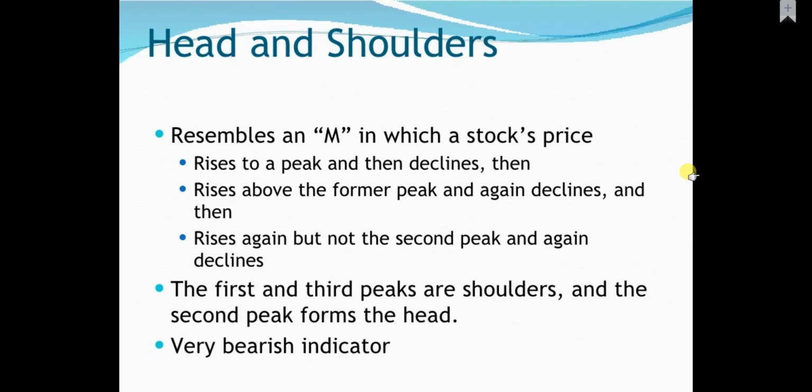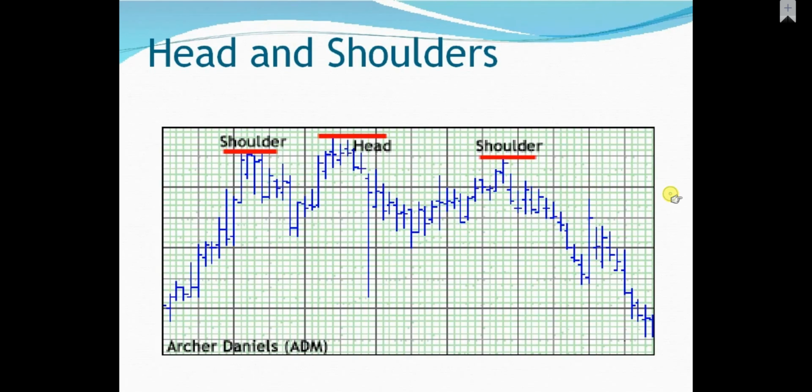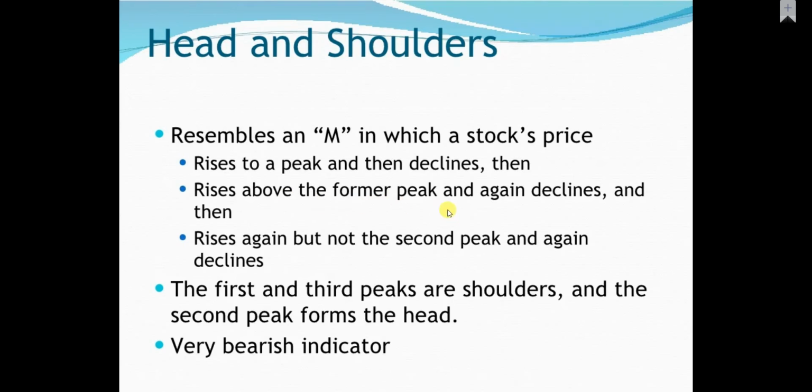So the first and the third peaks are the shoulders and the second peak forms the head. It is a very bearish indicator. So you can see here, the head should be higher than the left shoulder and the right shoulder. This is the middle peak, the second peak, this is the first peak, and this is the third peak, which we have discussed in the last slide, right? The former peak and the last peak, right?